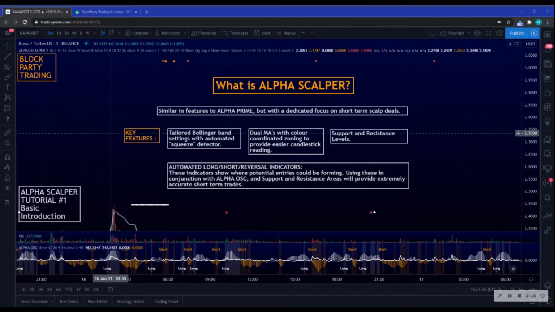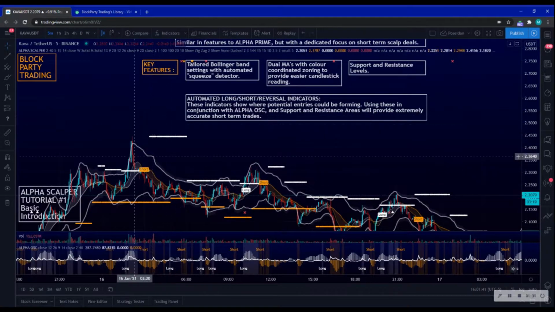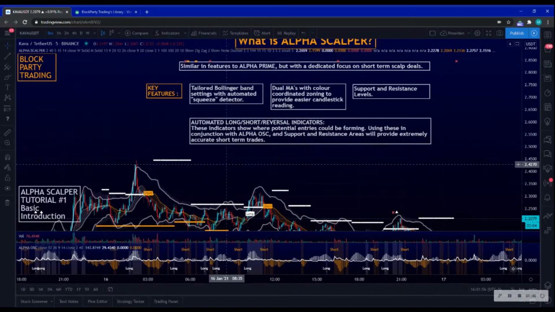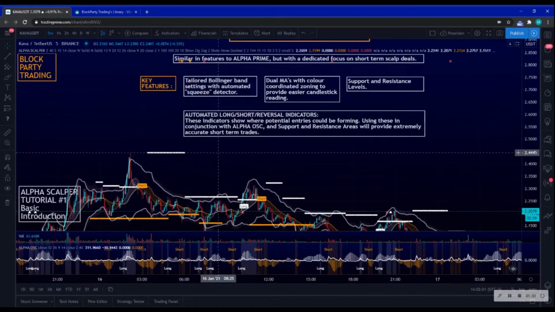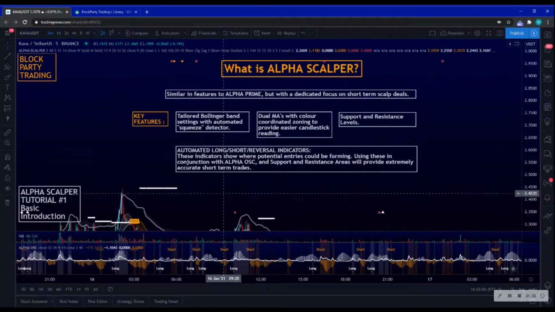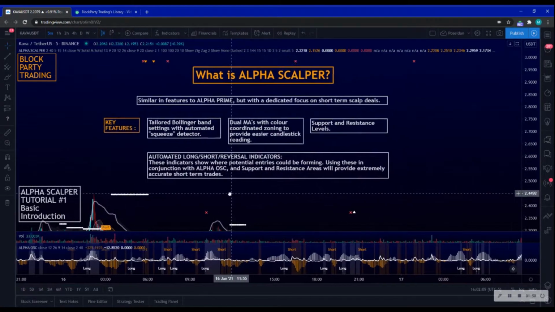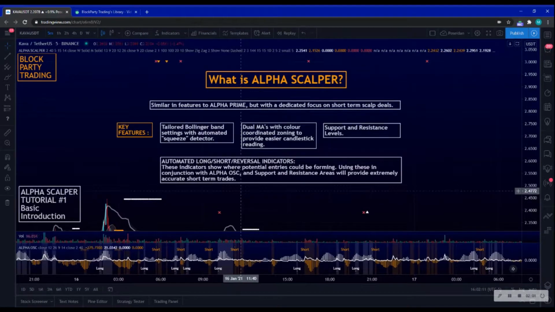So the key features, you're going to see we've got a tailored Bollinger Band right off the bat. A little bit tighter than a normal Bollinger Band. And there's going to be indicators within this Bollinger Band when you get squeezes on it. So that's these little outlined areas here. When you get a Bollinger Band squeeze, that generally means some form of price compression or consolidation is taking place, and there's going to be a move fairly soon. So that's one thing that you can look at for potential setups or for confirmation of setups. We'll go into that in a little bit, though.